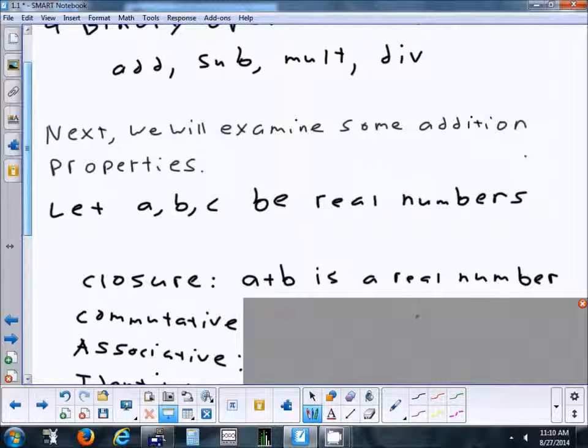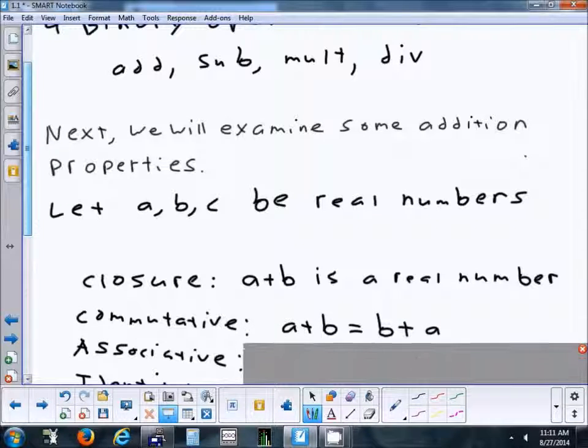Even if you go to the most specific numbers that we can think of, counting numbers. If you add two counting numbers together, you always get a counting number for an answer. Always. If you multiply two counting numbers together, you're always going to get a counting number for an answer. There's no chance that you multiply two counting numbers and get a negative. That can't happen. So addition and multiplication are always closed for any number set. But you've got to be careful with subtraction and division.